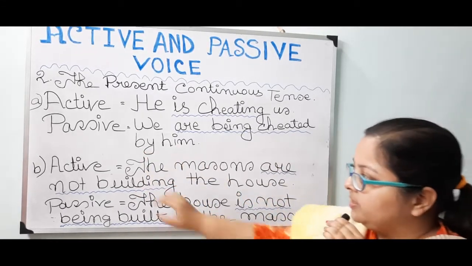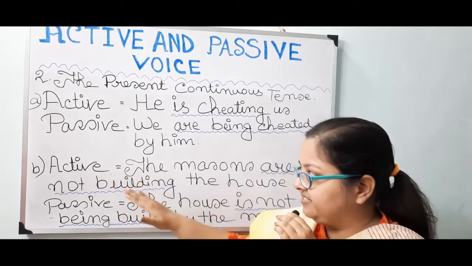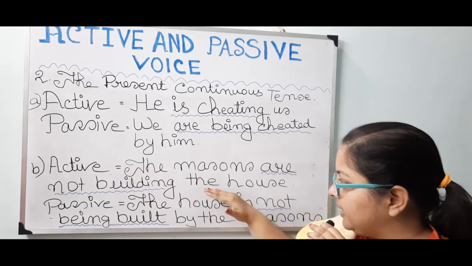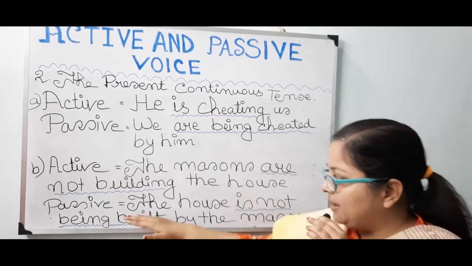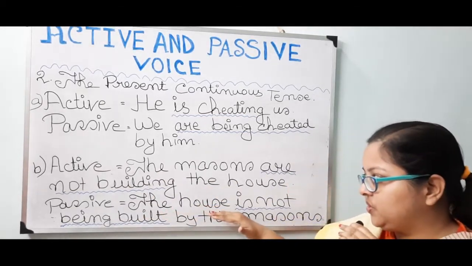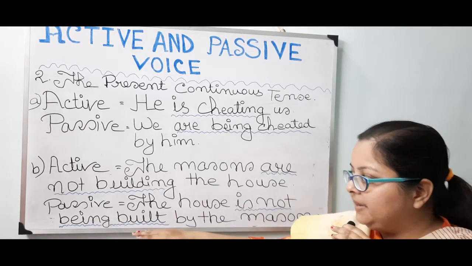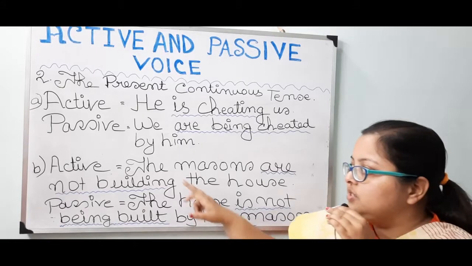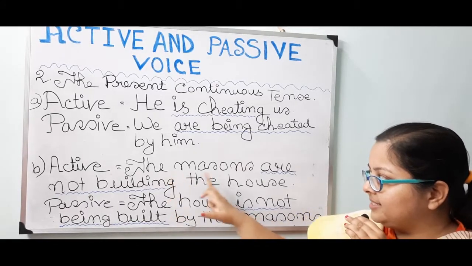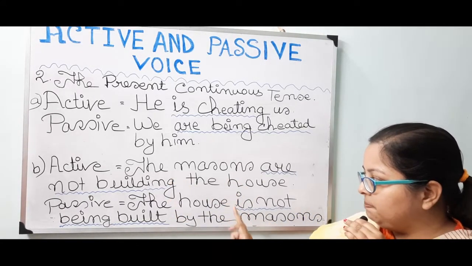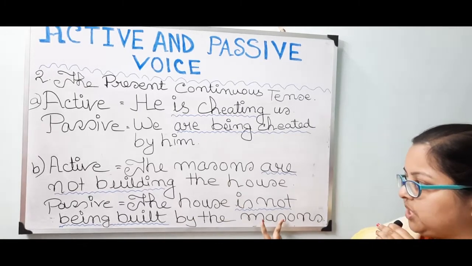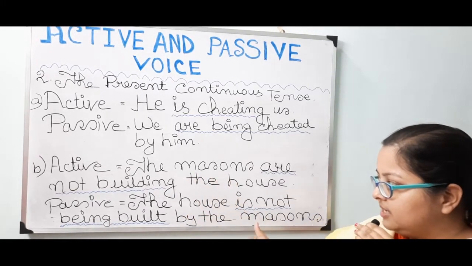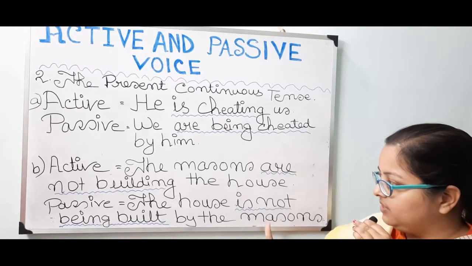Next one. Number B, active: The masons are not building the house. Passive: The house is not being built by the masons. So over here students, the masons is going to the place of the object of the passive voice. The subject of the active voice is turning into the object of the passive voice.